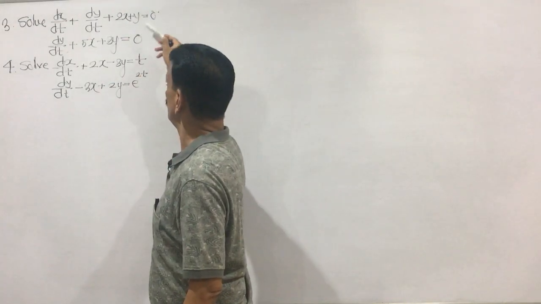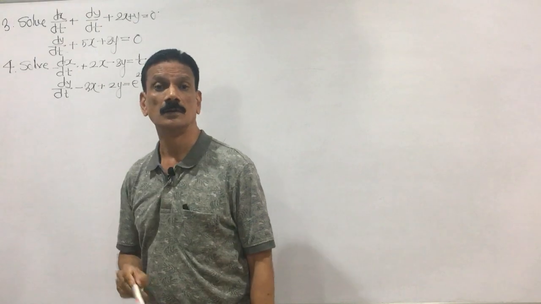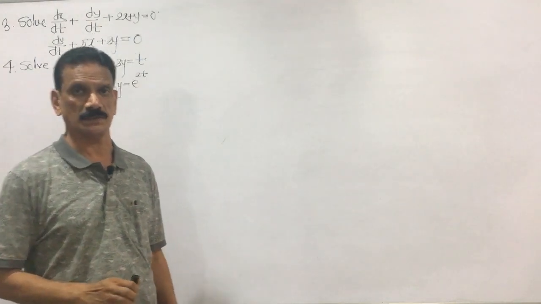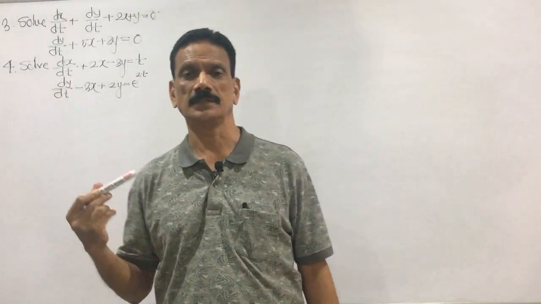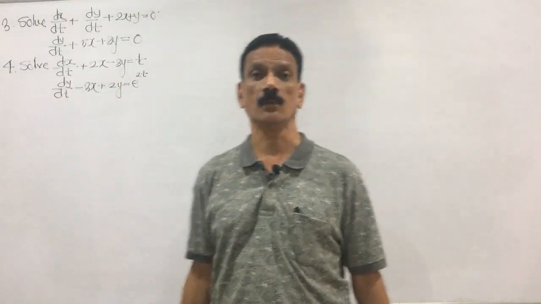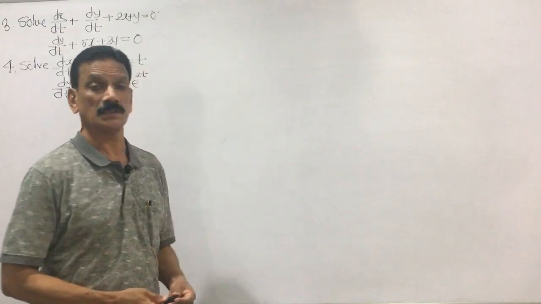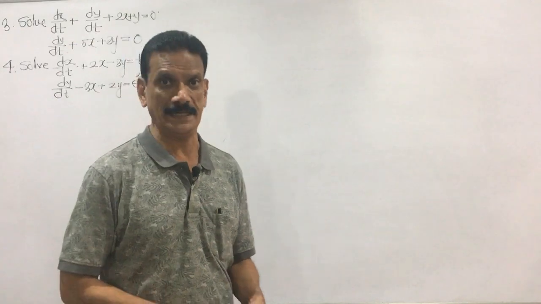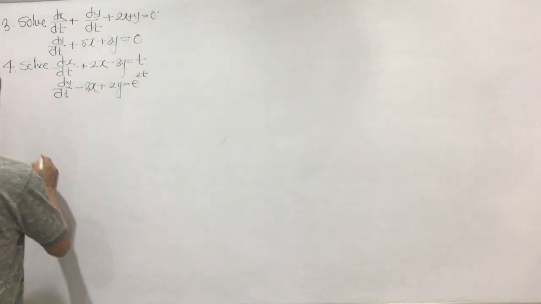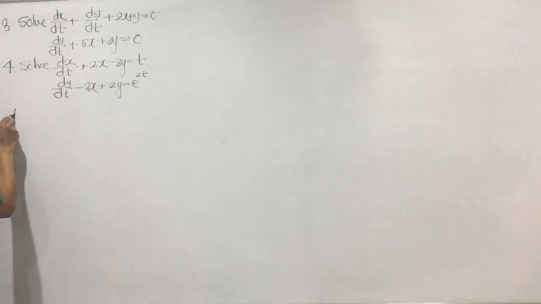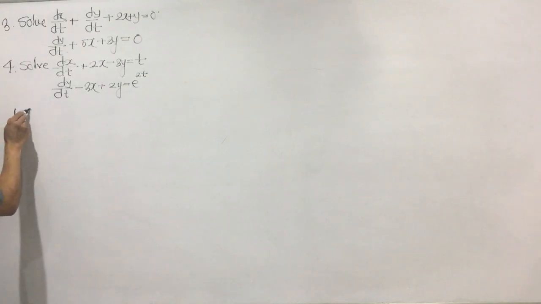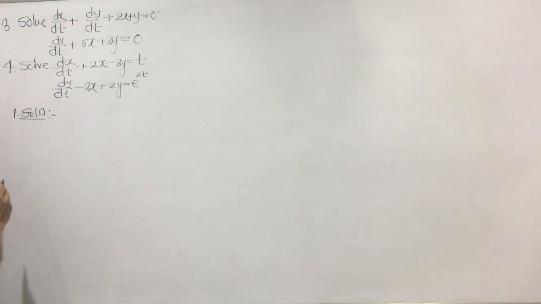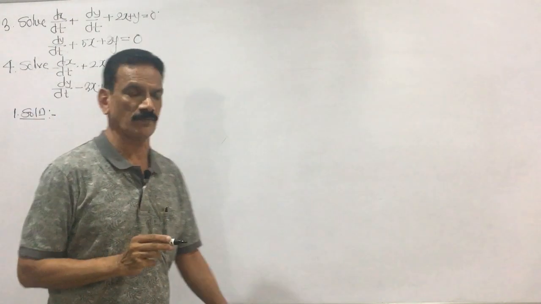And observe here, the right side is 0, which means the complementary function itself is the solution of this differential equation. So first we shall write the given differential equation in the symbolic form, where capital D is used for the differential operator d by dt. So the first solution of the first example, writing the two equations in the symbolic form.